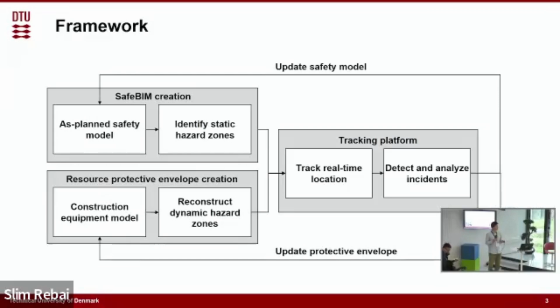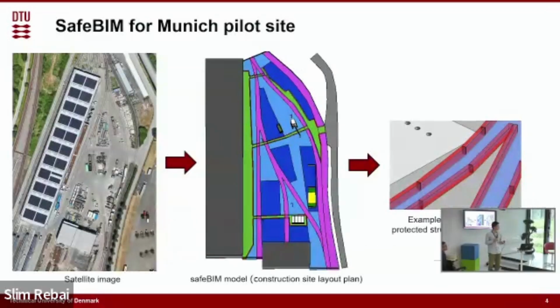And this framework was first implemented on a real-world construction site. It's a pilot site, a staging area for a railway renovation project. And first, the health and safety manager has to designate different zones for machines, workers and other resources on the construction site. And then we create the site layout model based on the manager's advice.